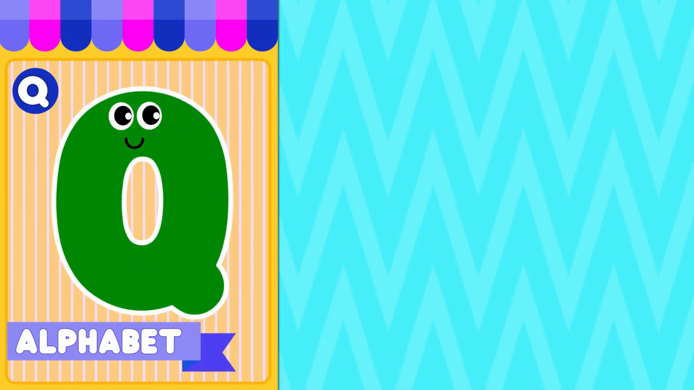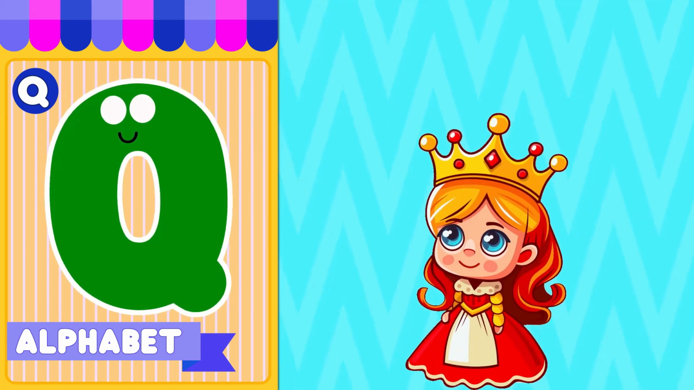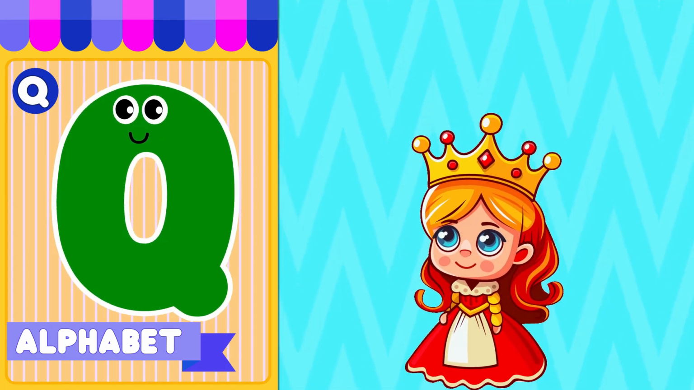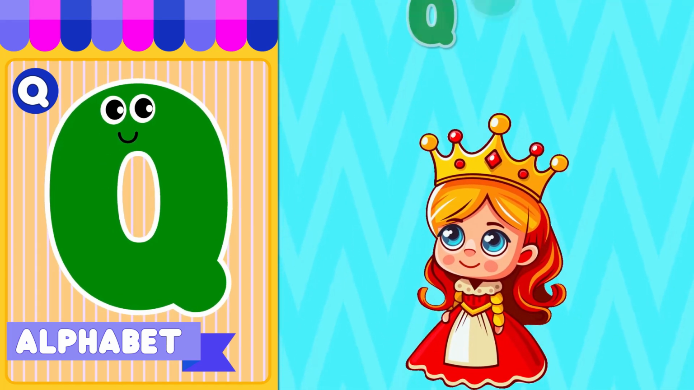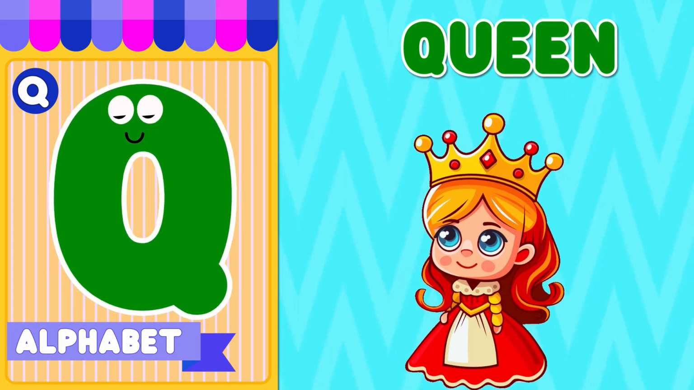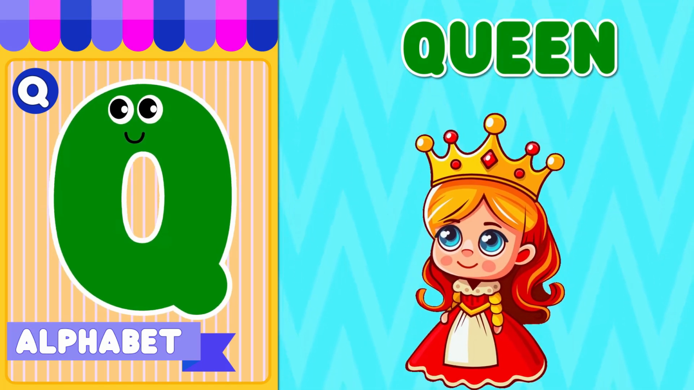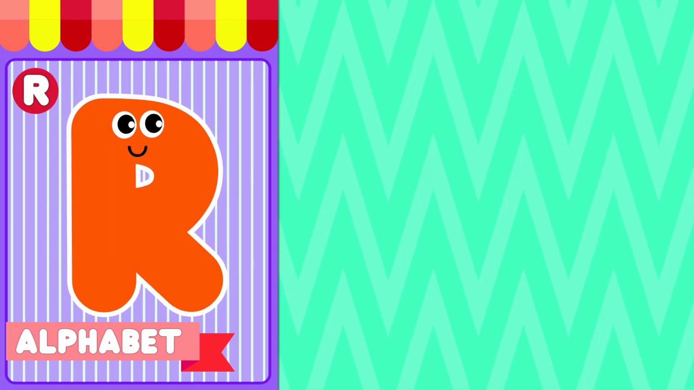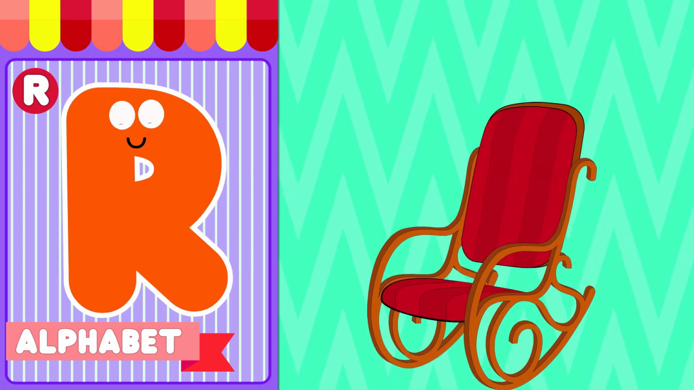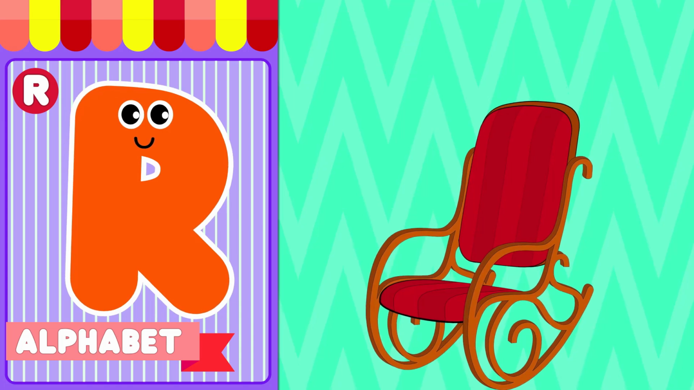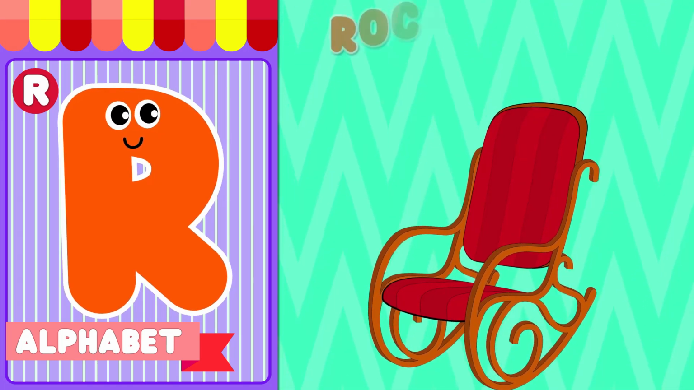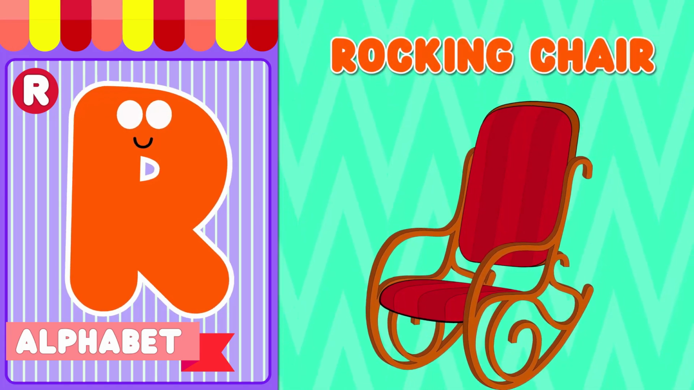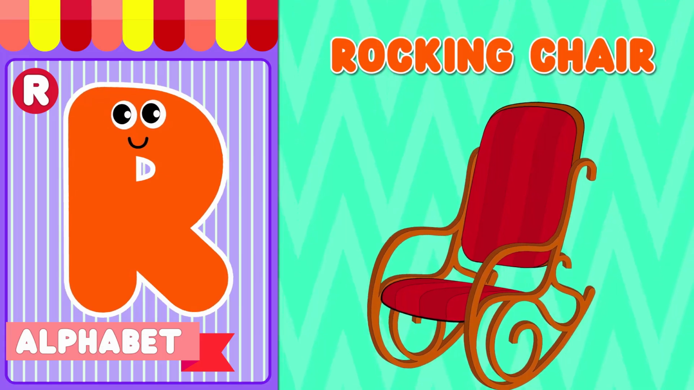It's the alphabet Q. Q for queen. Queen. Q for queen. It's the alphabet R. R for rocking chair. Rocking chair. R for rocking chair.